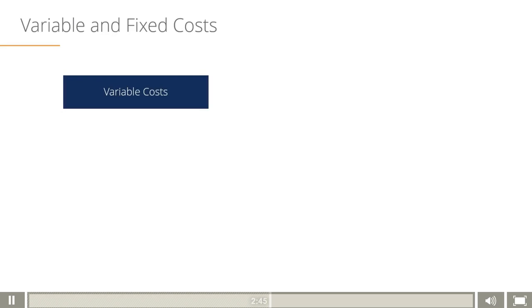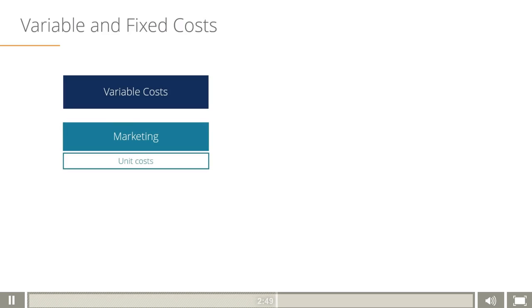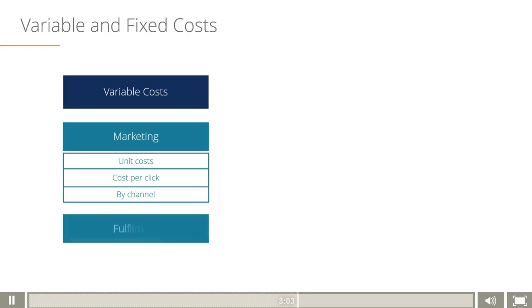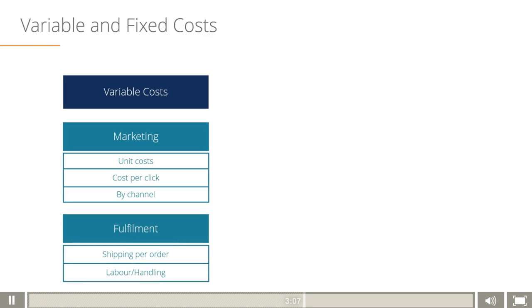We're going to lay out some very specific assumptions for variable and fixed costs. On the variable cost side, we've got marketing, which consists of unit cost by channel, so cost per click, or in some cases cost per acquisition, depending on the type of marketing you're conducting. It's very important to do this by channel as it can vary quite significantly. We also have variable fulfillment costs, shipping per order, and labor for handling per order.